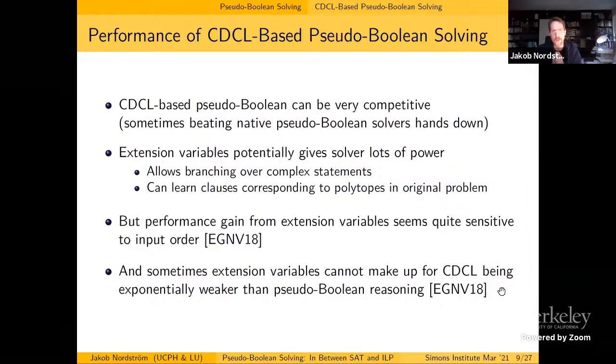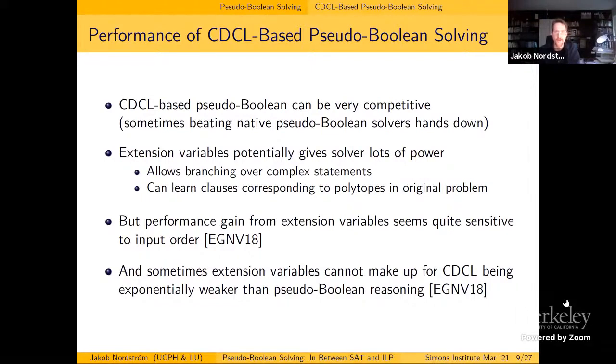But it can be noted that when you rewrite the Pseudo-Boolean formula to CNF, then you're introducing extension variables. And these extension variables, they mean interesting things. And they give you a lot of extra power. That means that if you have a disjunction over such extension variables, then that encodes some kind of polytope if you look at the original problem. So in some sense that we don't really understand, it gives you a way of doing fairly powerful reasoning, just because the variables mean things that you couldn't speak about before in a Pseudo-Boolean solver because there was no variable for this thing.